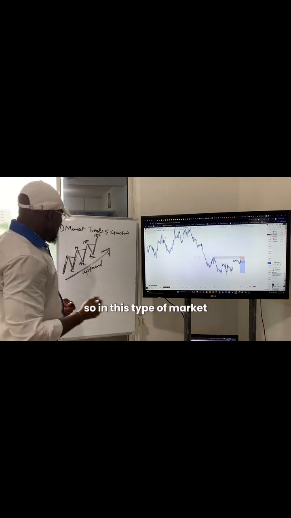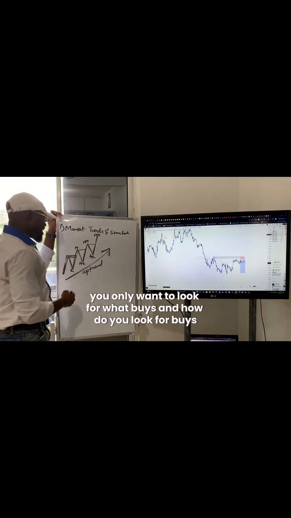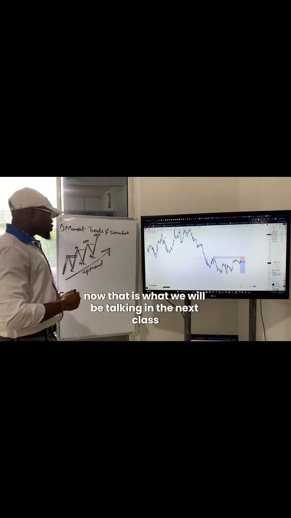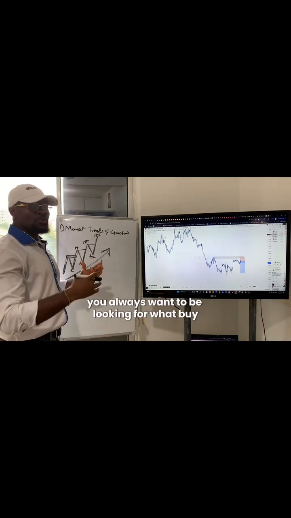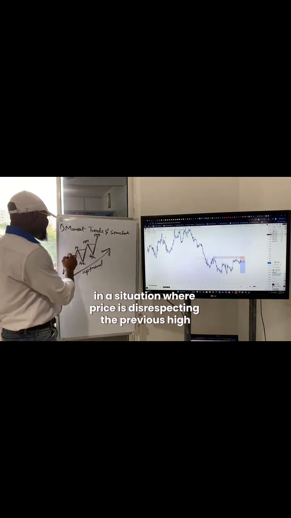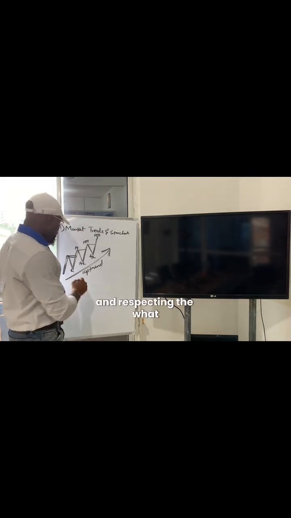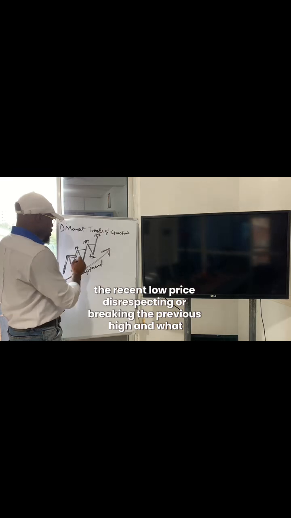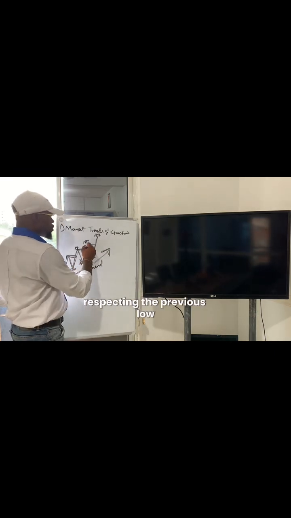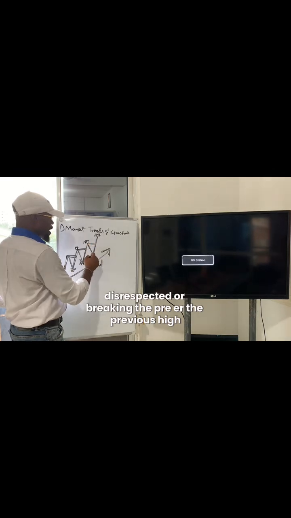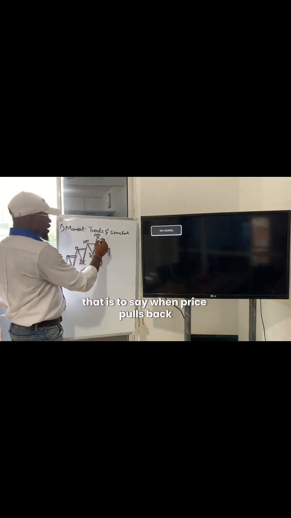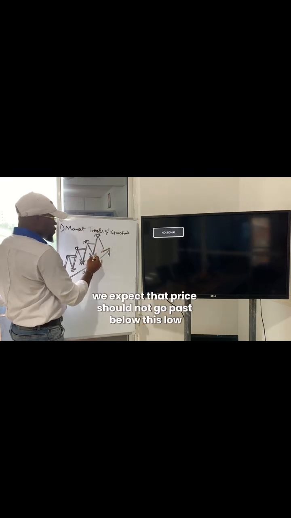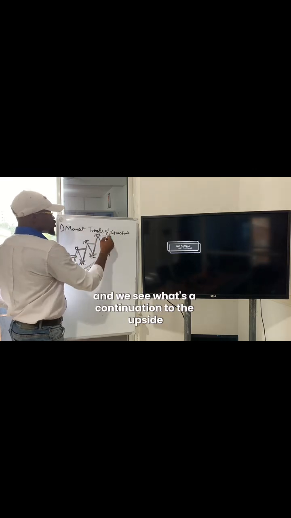So in this type of market, you only want to look for buys. And how do you look for buys? That is what we will be talking about in the next class. But for now, just take note that in a bullish market, you always want to be looking for buys, in a situation where price is disrespecting the previous high and respecting the recent low. Price breaks the previous high, creating a new low, and that low will be respected. That is to say, when price pulls back, we expect that price should not go below this low, and we see a continuation to the upside.